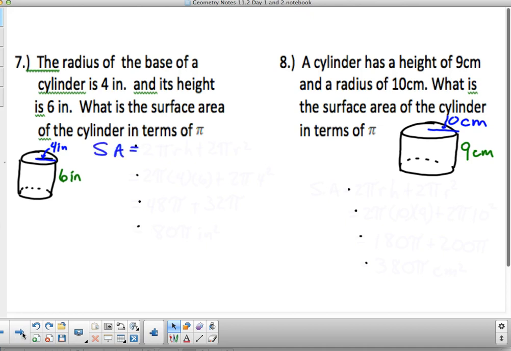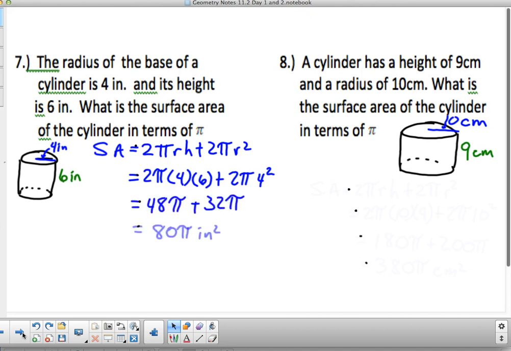Start with your formula. Plug in your r and h, because the radius of the base of the cylinder is 4 inches, the height 6 inches. Pretty straight up, right in front of you. What is the surface area of the cylinder in terms of pi? So that means I'm not going to do an approximate. I'm just going to multiply 2 times 4 times 6, which is 48. 16 times 2, which is 32. I add those together, and I get myself an 80 pi.